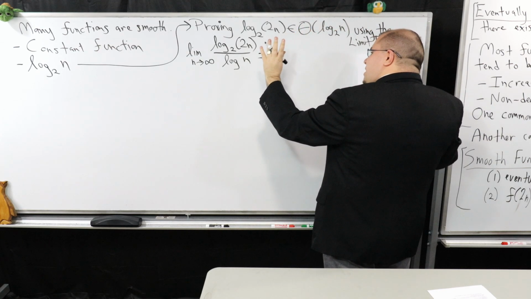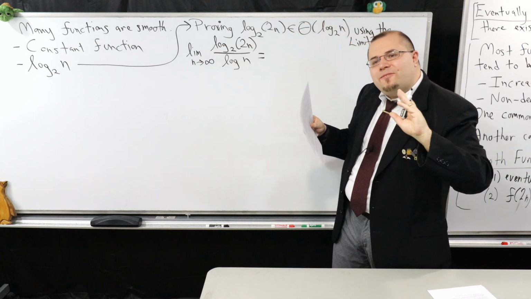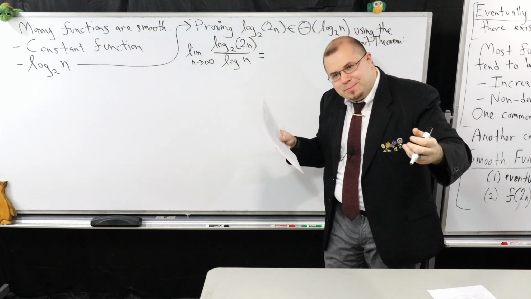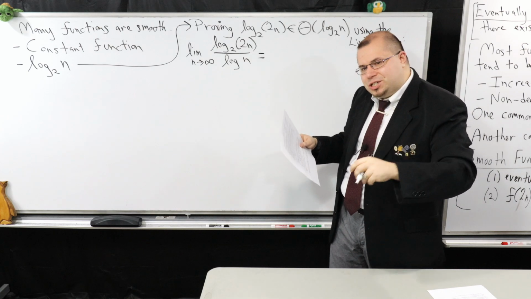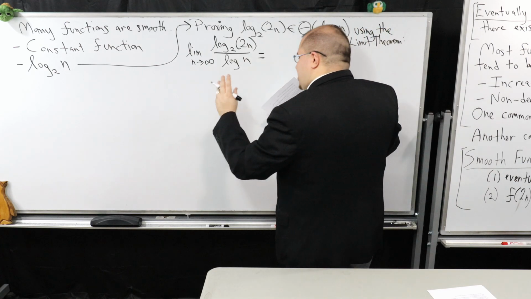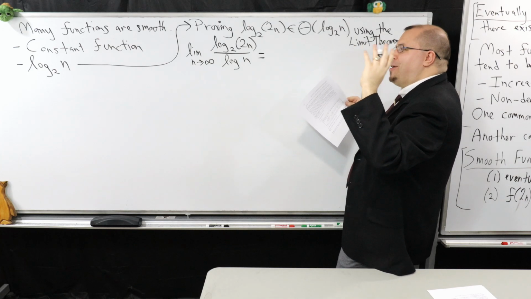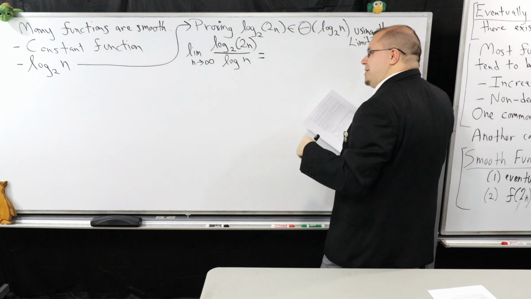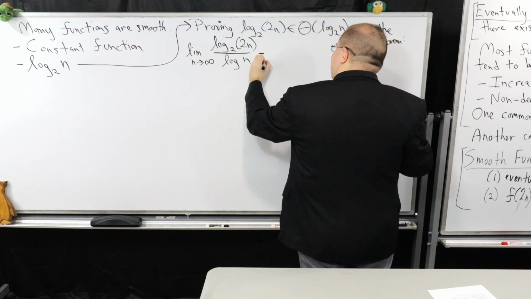All I'm going to do is compute this limit. If the limit exists, it's going to give me some value, and based on that result, it'll tell me what the asymptotic relationship is between f and g. If you're not sure about this, just go back to when we were talking about properties of asymptotic notations. So I'm just going to compute this out.